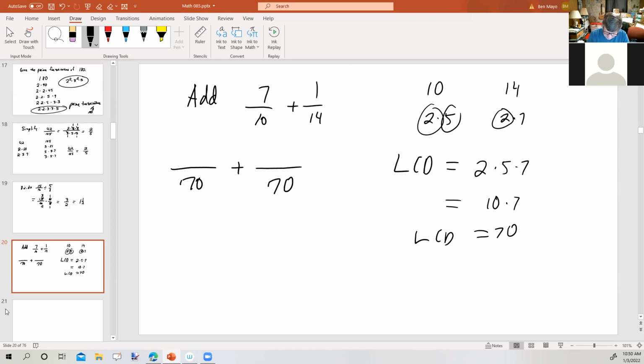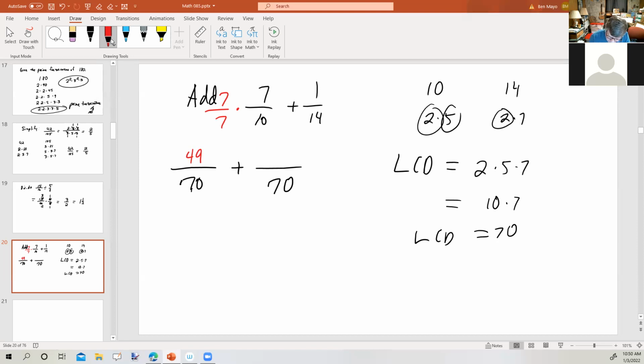To take 7/10 and change it into something over 70, we're going to multiply the bottom by 7, which gives us 70 in the denominator. So we also have to multiply the numerator by 7, which gives us 49 over 70. So 7/10 becomes 49 over 70.